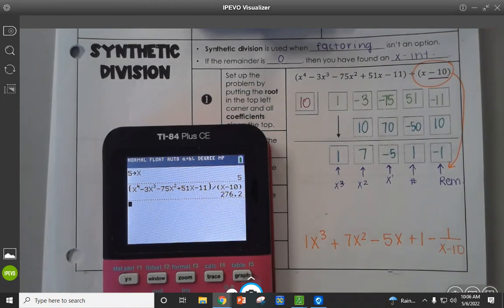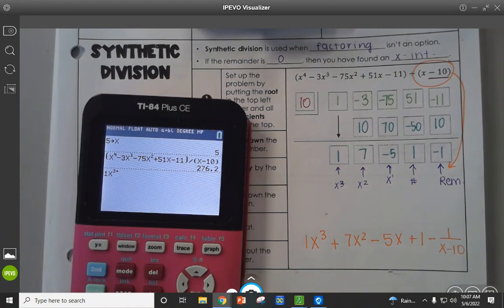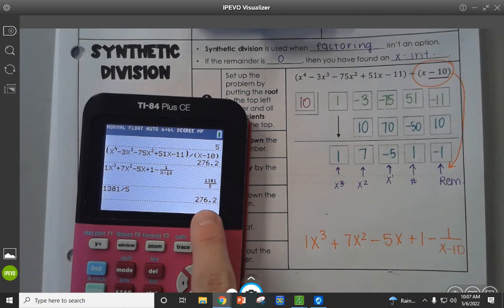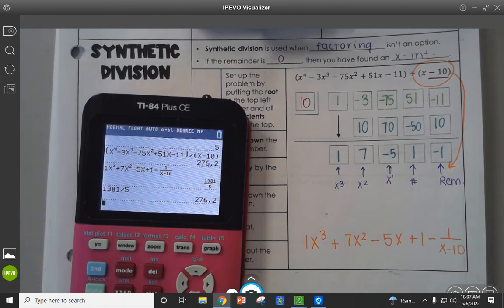Now my answer, 1x cubed plus 7x squared minus 5x plus 1 minus 1 over x minus 10. Those are both 276.2 when I look at them as a fraction, as a decimal. So they match, so I did it correct. Don't write 276.2 on your paper. Okay, that number is not important.